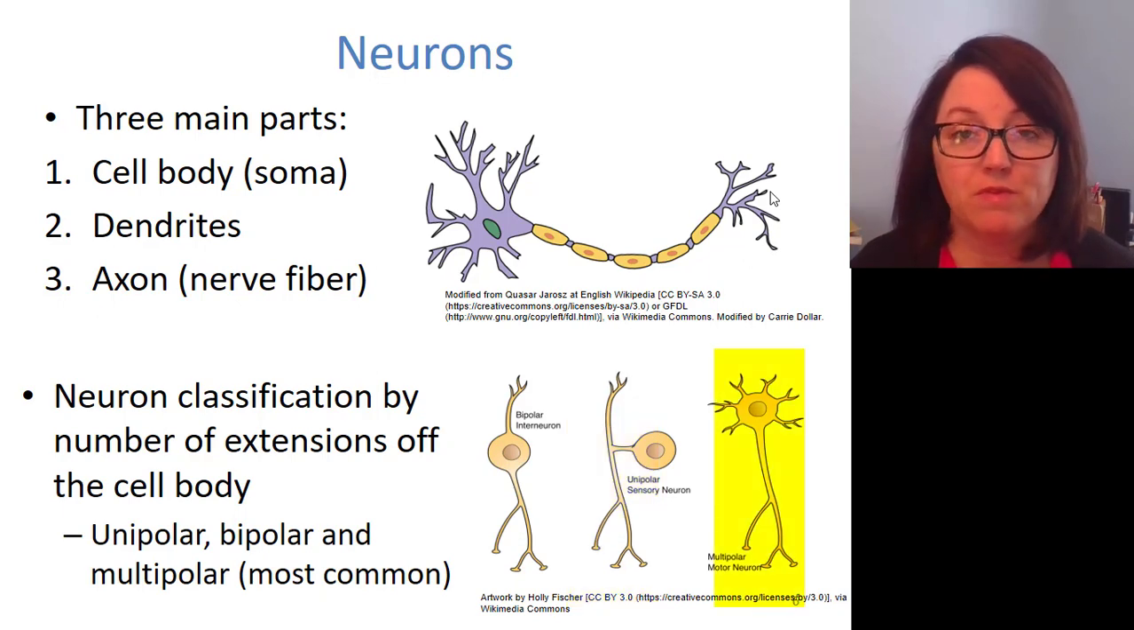But the most common type of neuron in the body, and the one that we're going to use as an example throughout this unit, is a multipolar neuron. A multipolar neuron, as the name suggests, has multiple extensions that come off the cell body. Most of those are dendrites, and only one is an axon.